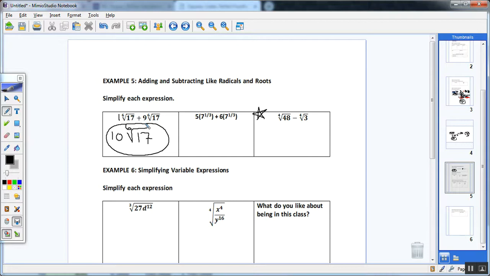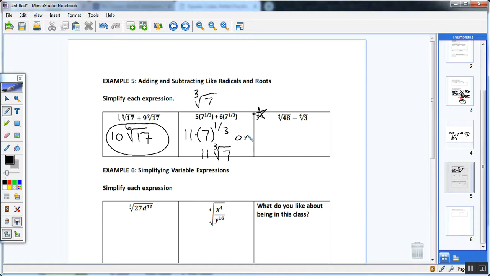So I have 7 to the 1/3 and 7 to the 1/3. Quick question: isn't 7 to the 1/3 the same as the third root of 7, kids? So really, are the indexes the same? Yeah. Are the radicands the same? Yeah. So if you have 5 times 7 to the 1/3 and 6 times 7 to the 1/3, how many 7 to the 1/3 do you have here, kids? How many? So I could call this 11 times 7 to the 1/3, or you might want to write it as 11 times which root of 7? Okay, either one works.